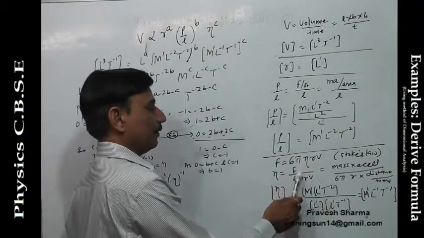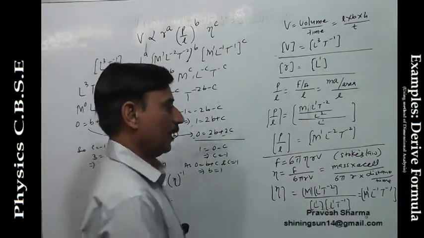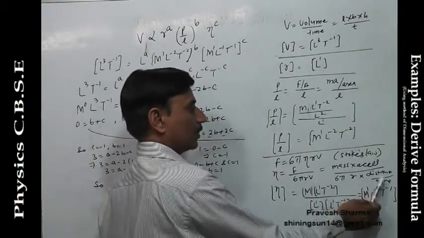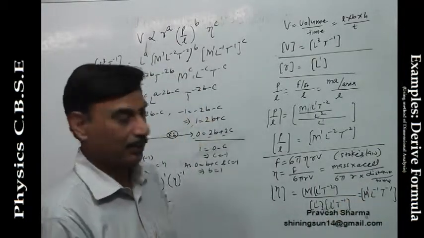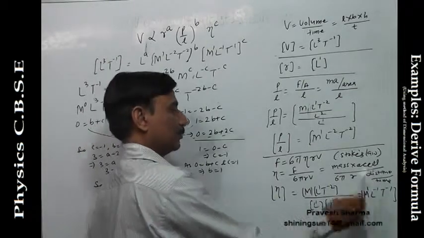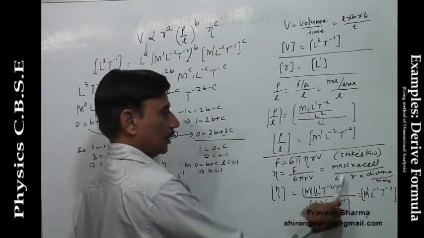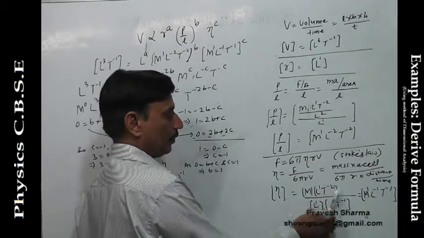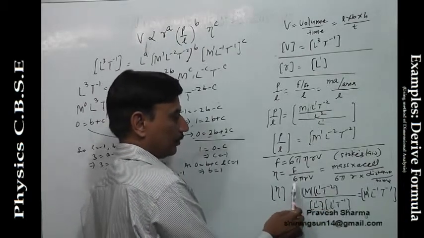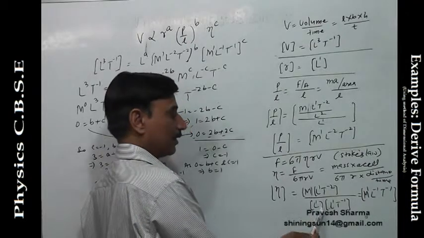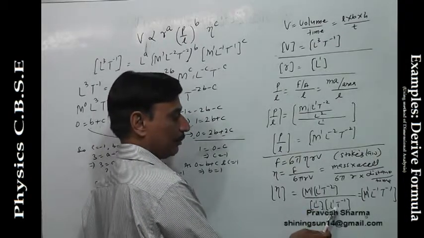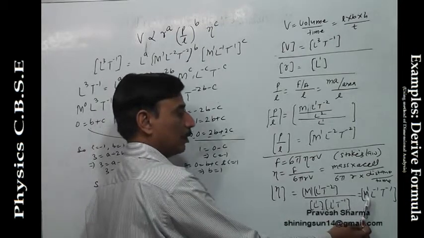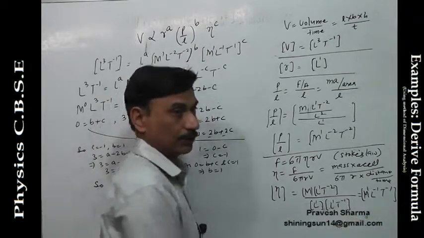So eta is F upon 6 pi r v. F is mass into acceleration. Velocity is distance upon time or displacement upon time. For convenience, I have written distance upon time. So this is M L1 T minus 2, that is the dimensional formula for force. 6 pi is a constant, we don't consider it. r is radius, length only. Velocity is distance upon time, L1 T minus 1. So the dimensional formula for coefficient of viscosity comes out to be M1 L minus 1 T minus 1.